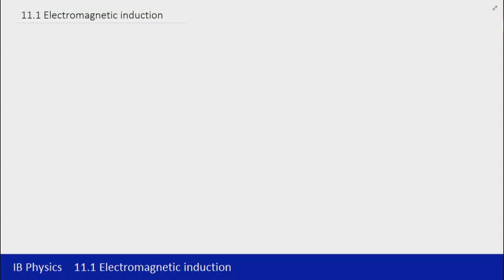Both Unit 11 and Subtopic 11.1 have the title of Electromagnetic Induction. In order to make sense of electromagnetic induction, we actually need to refer back to Subtopic 5.4. Subtopic 5.4 is the magnetic effects of electric currents, and in that we saw that moving charges experience a force when they're in a magnetic field.